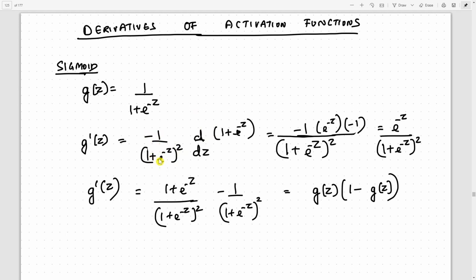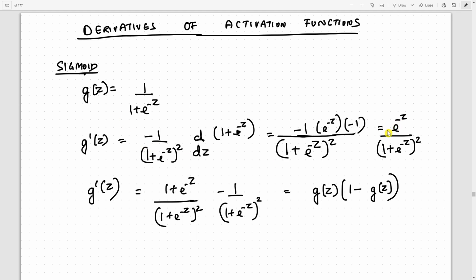So minus 1 over (1 plus e to the power minus z) the whole square, times d by dz of this term 1 plus e to the power minus z, which turns out to be e to the power minus z over (1 plus e to the power minus z) the whole square. And one of the goals, many times, is to write g dash z in terms of g(z). That just simplifies the whole thing, because then you have to just define g(z), and in the same function you can write its derivative in the form of g(z) itself.